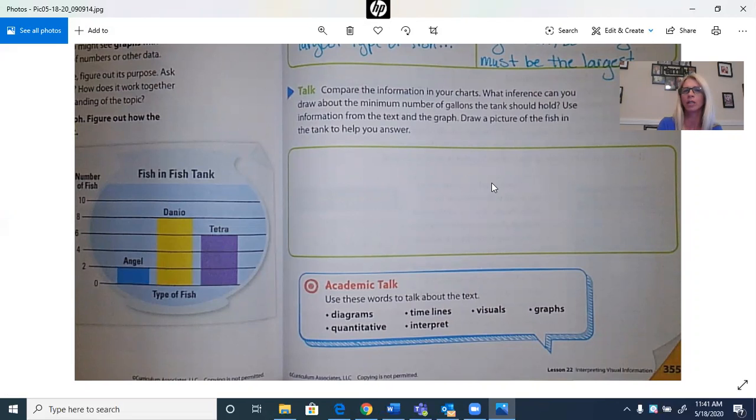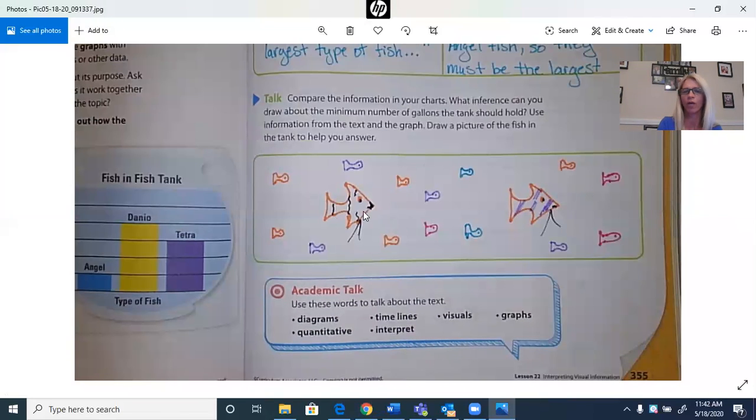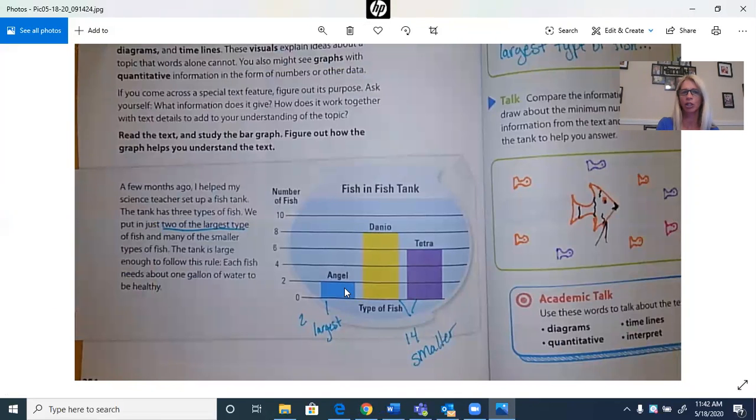So it says draw a picture in the tank that'll help you with your answer. So we're going to draw 2 large fish, the 2 angelfish, and then 14 smaller fish. And that would give us 16 total fish. And we would know we would have 16 gallons of water. So if you look over here, we have the angelfish is 2 of the largest, 14 smaller, and it says each fish needs about 1 gallon of water to be healthy. So we know if we have 16 fish, we would have 16 gallons of water.